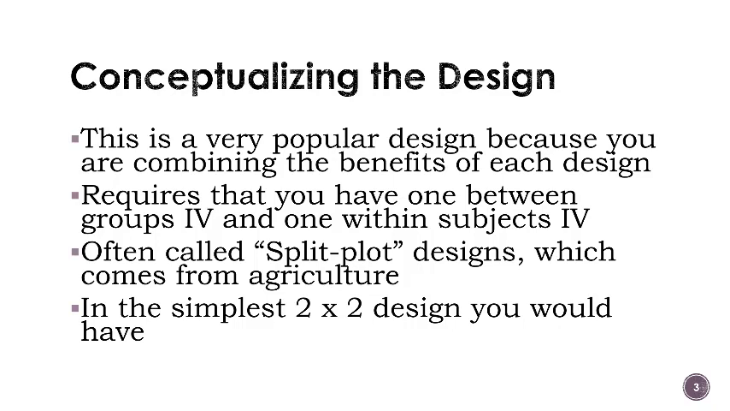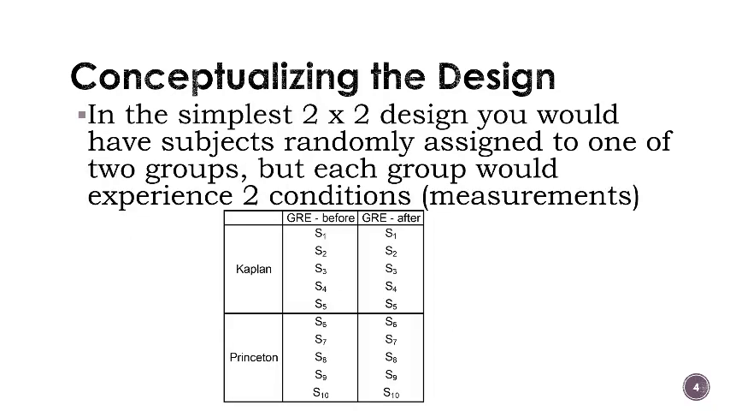The thing about mixed designs is that the simplest form of mixed design is essentially factorial. There's no one-way mixed design. You have to have at least two variables. So in the simplest form, it's going to be a 2x2 design. This is an example of a simple 2x2 where you have the Kaplan and Princeton here. This is the between groups component, and then up here the GRE before and after is the repeated measures. The idea is to see if subjects change more or less given the two different treatments.